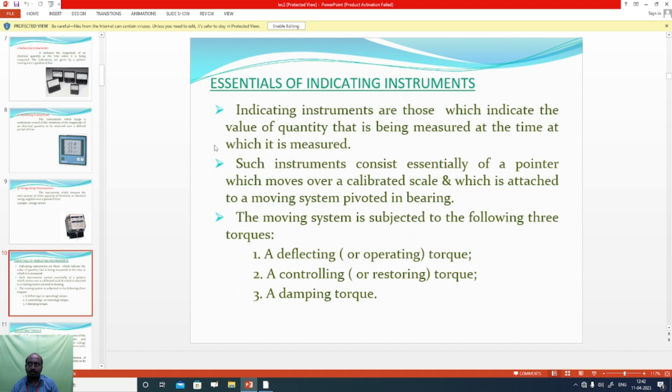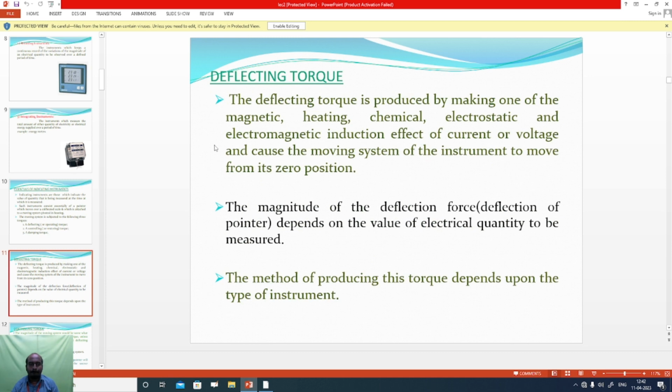Since it is a movable, rotating instrument, it contains three torques. One is the deflecting torque, the second is the controlling torque, the third is the damping torque. The deflecting torque or operating torque, the controlling torque or restoring torque, and the damping torque. First one is the deflecting torque.